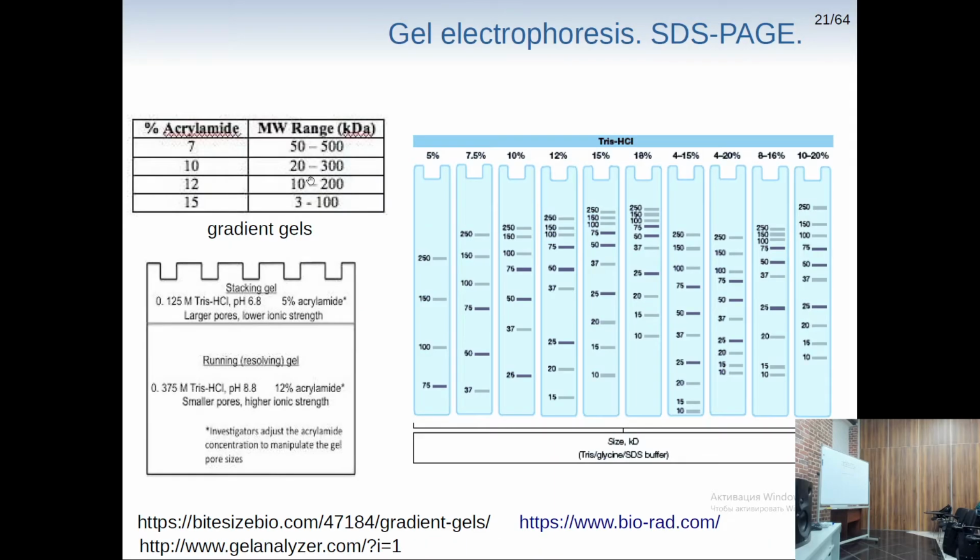So you can cast different percentages of acrylamide to get gels which would allow you to resolve proteins in different ranges. For instance, 7% will give you this range, 15% will give you this range, except for, as we already discussed, that glycine will not allow you to resolve 10 kilodalton and less. And also you can cast those gels and put the same set of proteins to see what position they will occupy in different percentages.